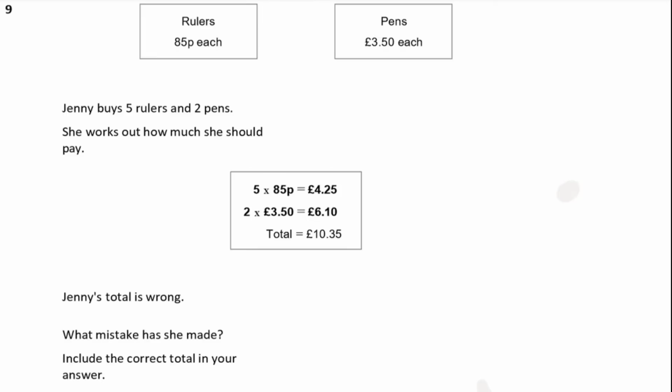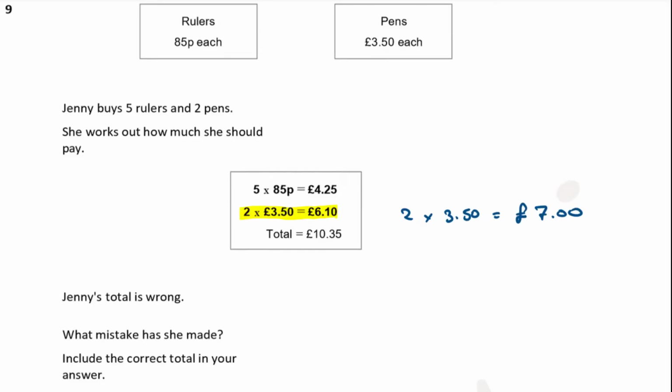Well, I don't know about you, but I spotted it straight away. It's this line here, isn't it? The £3.50 times 2. £3 and £3 are £6, 50p and 50p is £1, so that gives you £7 altogether. I don't know how she's ended up with £6.10. That's not correct. Okay, so I think it's that one there. So what it should be is 2 times 3.5 should be equal to £7.